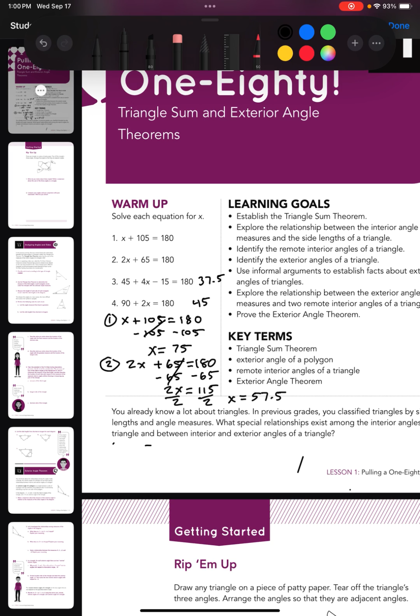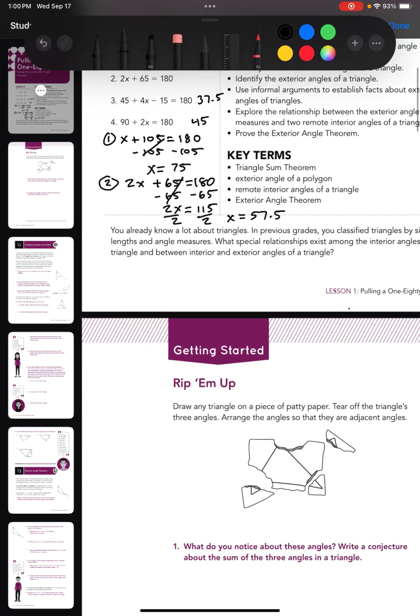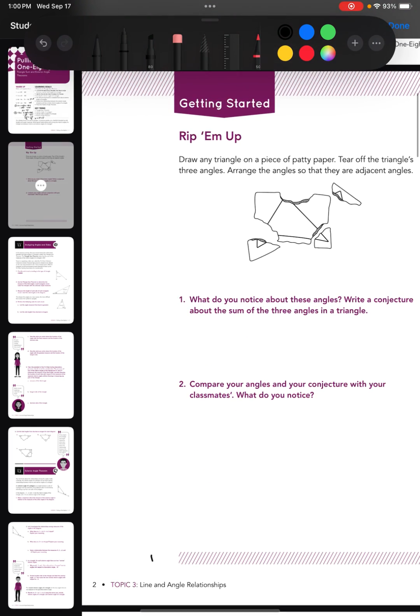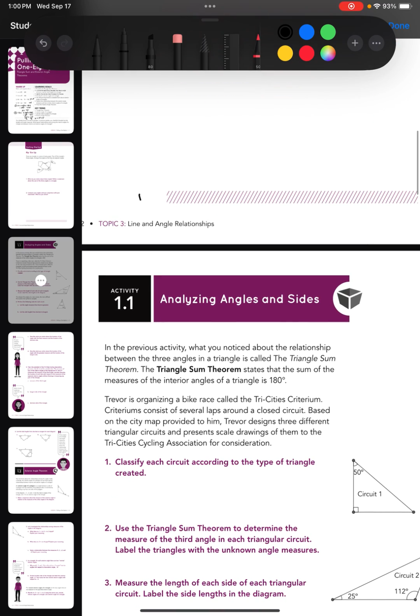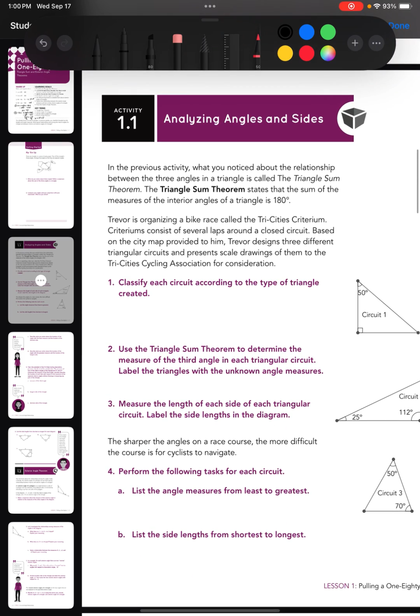All right, so key terms we're going to be looking at: triangle sum theorem, exterior angles of a polygon, what those mean, remote interior angles, and exterior angle theorem. All right, we're going to skip on past the getting started activity. That's something we'll do in class with some patty paper. So we're going to move on down to this page with activity 1.1.